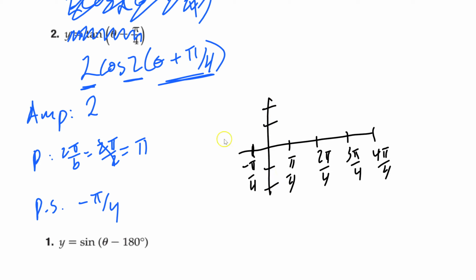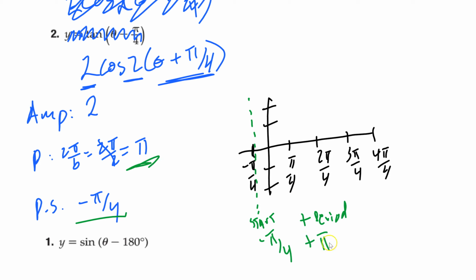This time we're graphing cosine. So we're going to start at negative pi over 4, so we're going to start right here. As always, we have to add the period to end it, plus the period, which in this case is just pi. So we need a common denominator. Negative pi plus 4 pi is 3 pi over 4. So we're actually going to end right about here.